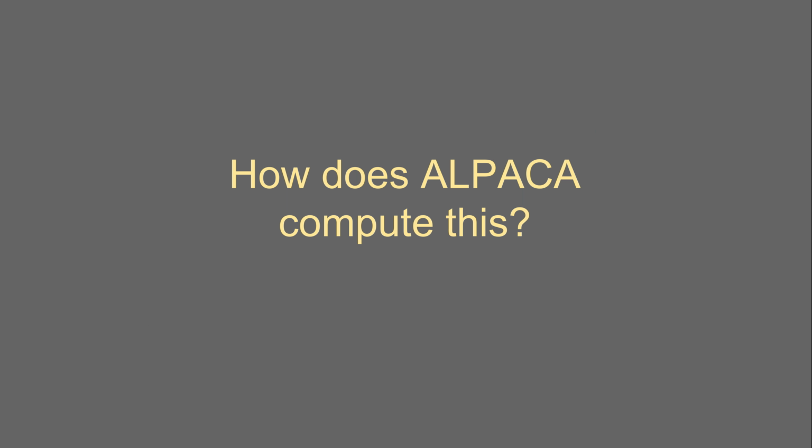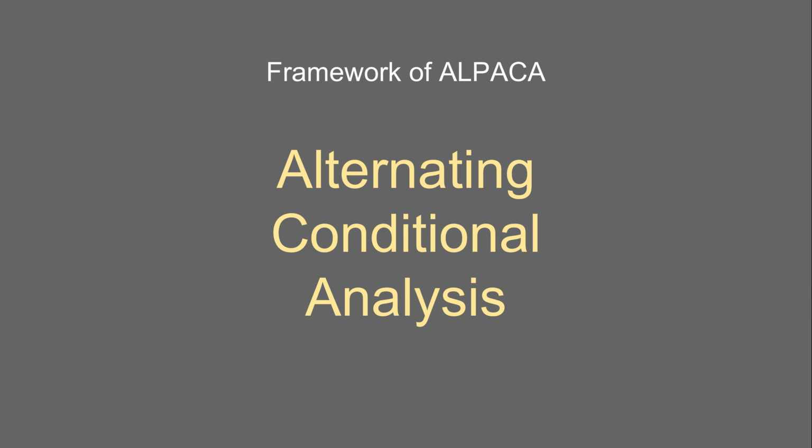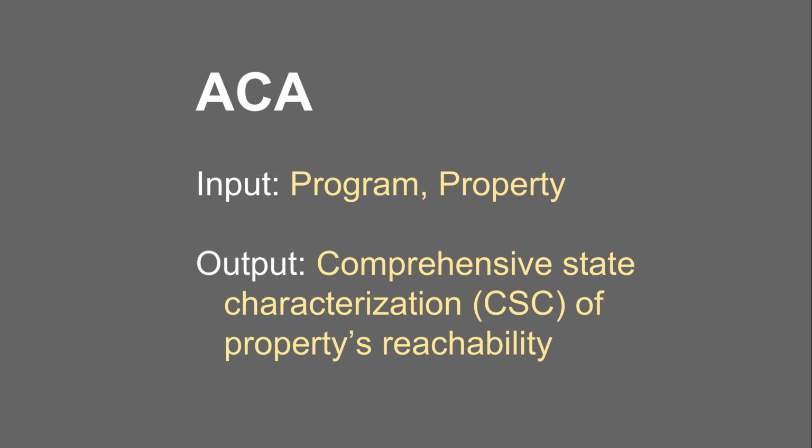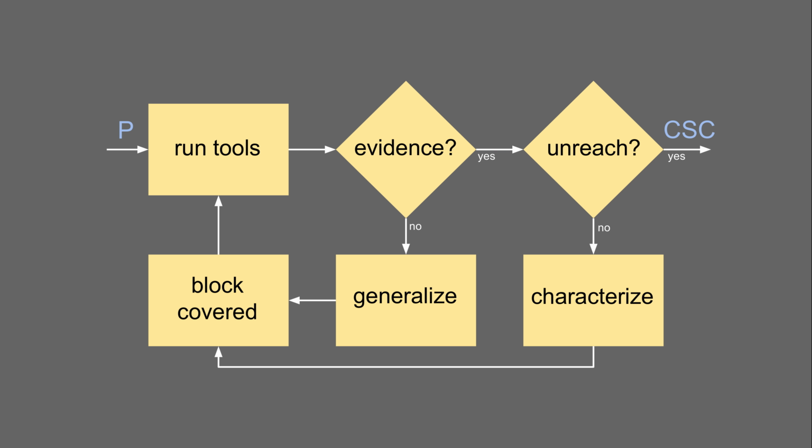To do this, ALPACA uses the framework of an alternating conditional analysis, or ACA. ACA takes as input a program and a property, and returns a logical characterization which relates the property's reachability to all program states. We call this structure a comprehensive state characterization, or a CSC. ACA iteratively collects this logical description by running multiple analysis tools, characterizing their results, and blocking already seen paths until all of the paths have been accounted for.